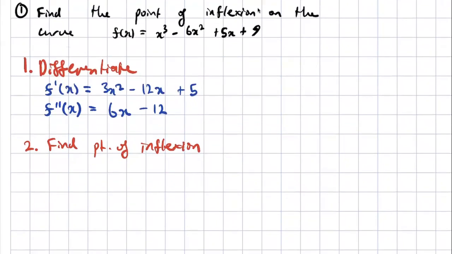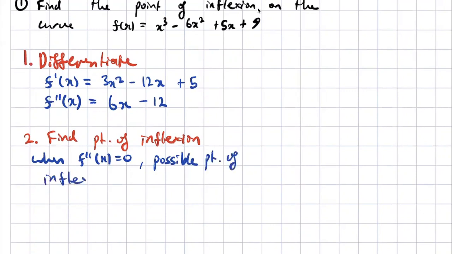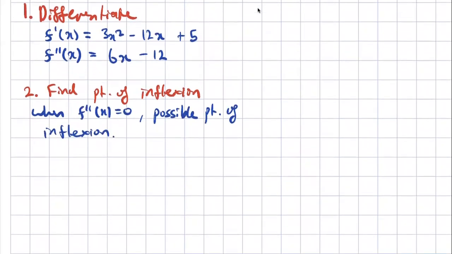All right, so finding the point of inflection, remember, when our second derivative is equal to 0, there's a possible point of inflection. Now, just be aware there are different spellings for inflection. I picked the one with the x just out of habit. So we're going to put our second derivative equal to 0. So that's 6x minus 12 equals 0, just from what we found up here.